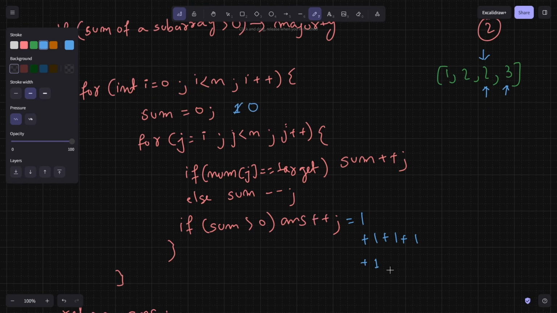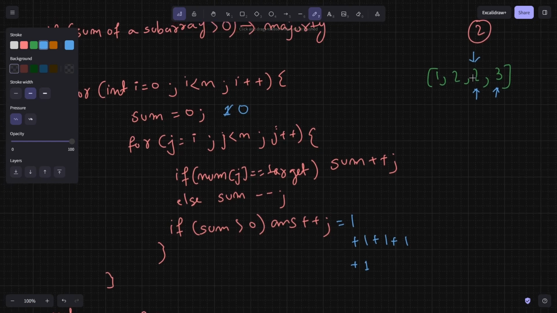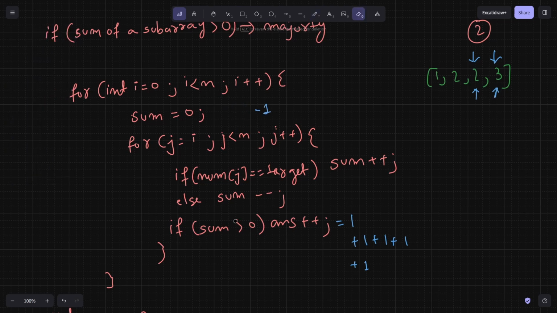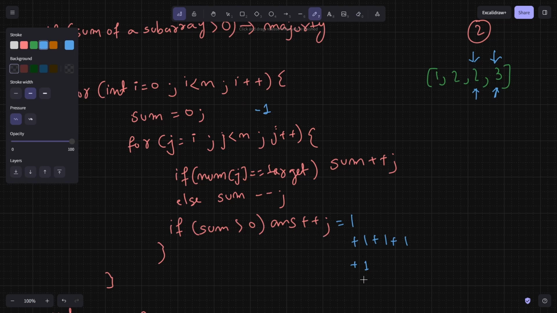So we are not going to, but it's okay. And now move I to here. So here we are not at target, so that is going to make it -1, and sum is not greater than 0, -1 is not greater than 0, so we are not going to do anything.